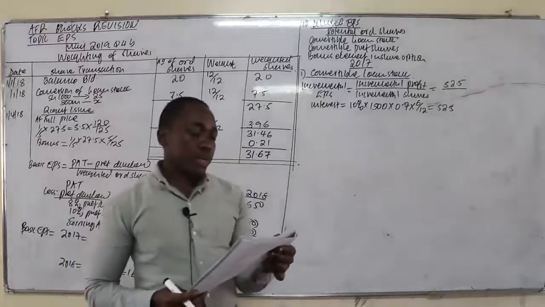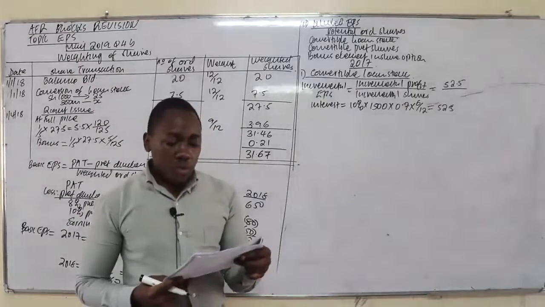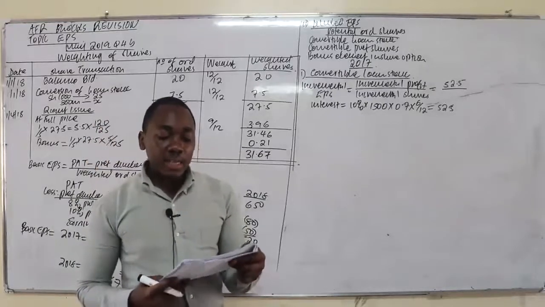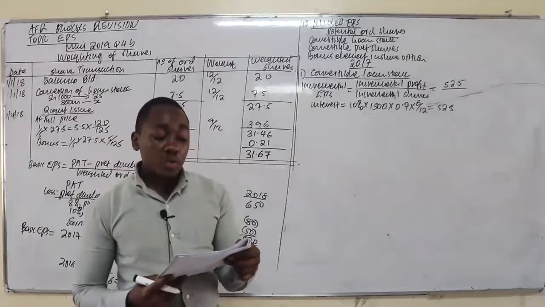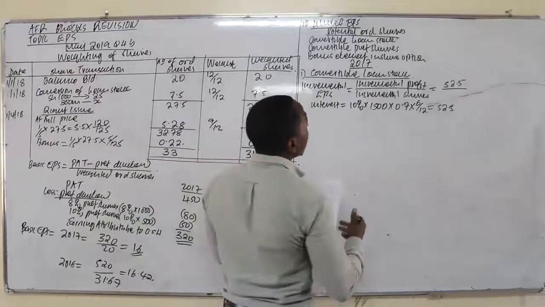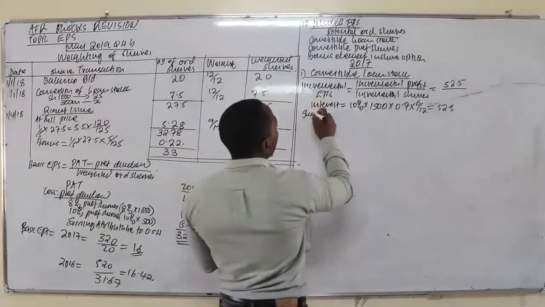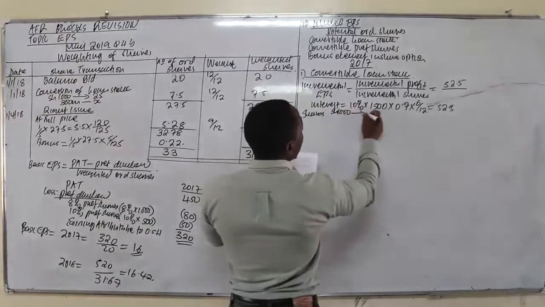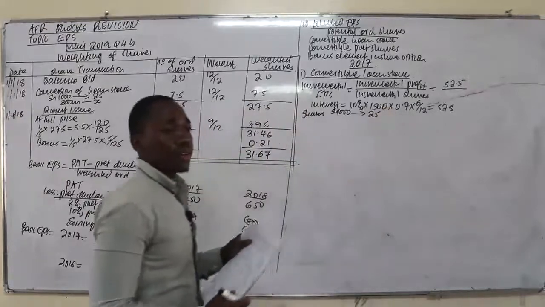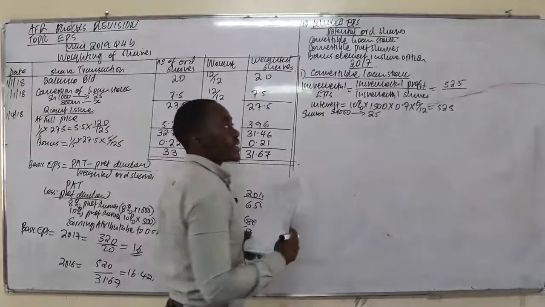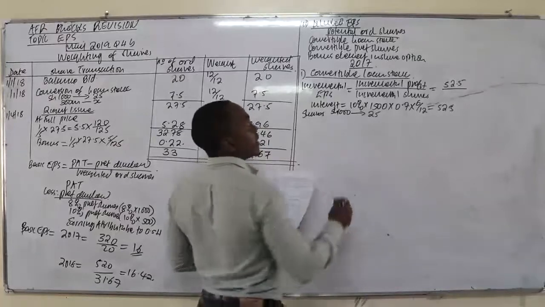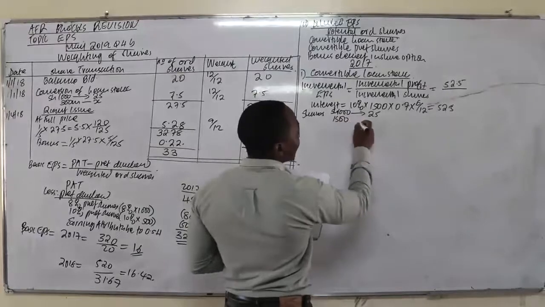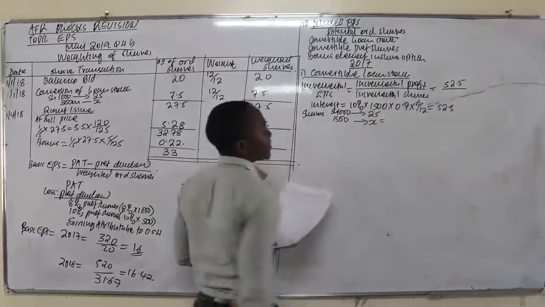Let's go back to note number 2 again. The convertible loan stock was issued on 1st July 2017. Each shillings 1,000 loan stock is convertible into 25 ordinary shares. So we get the incremental shares. For every shillings 1,000, you get 25. Are you together? What about 1,500? It'd be equivalent to how much?